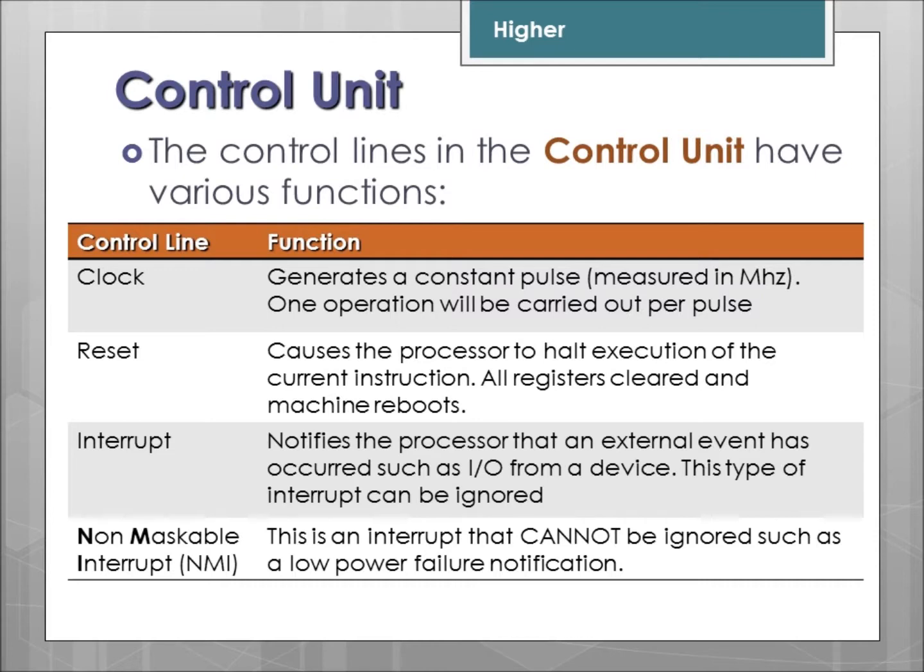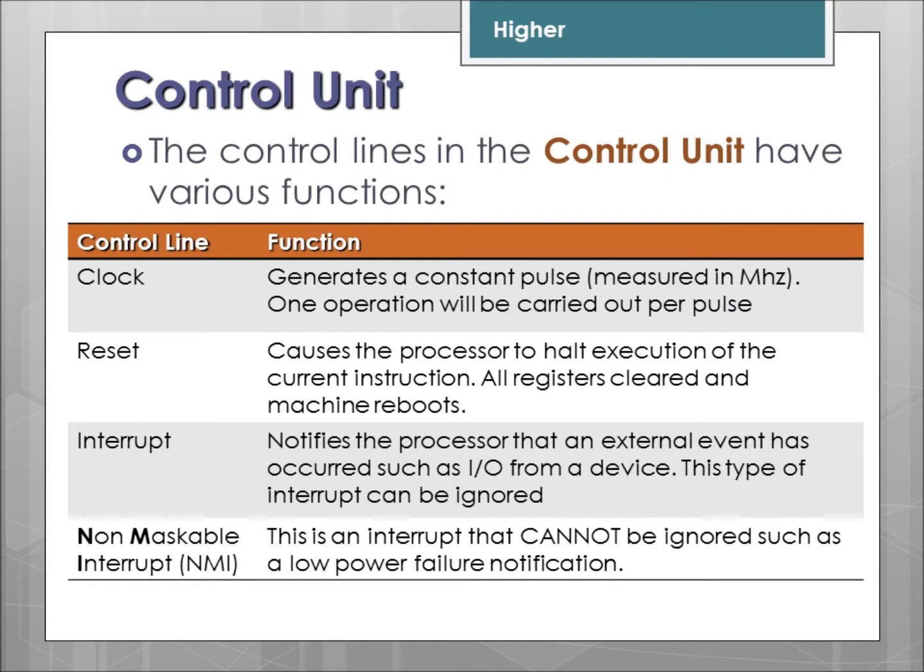The interrupt line. This is when some type of external event has happened from a peripheral, from a device, and the processor can use various methods to decide whether to deal with this interrupt or not. If it decides to deal with it, it actually has to stop what it's doing, so halt the execution of the instruction, load the set of instructions to deal with the interrupt, and then go and service that interrupt.